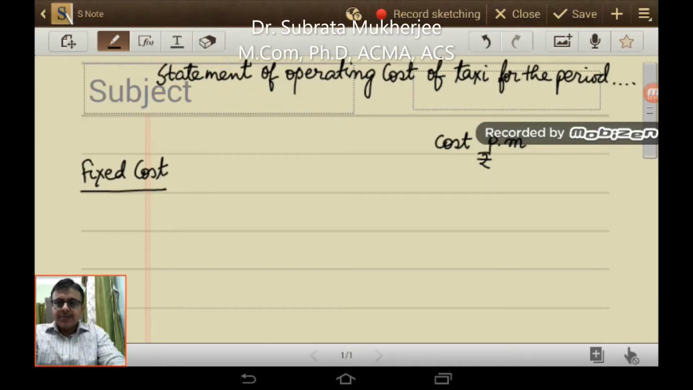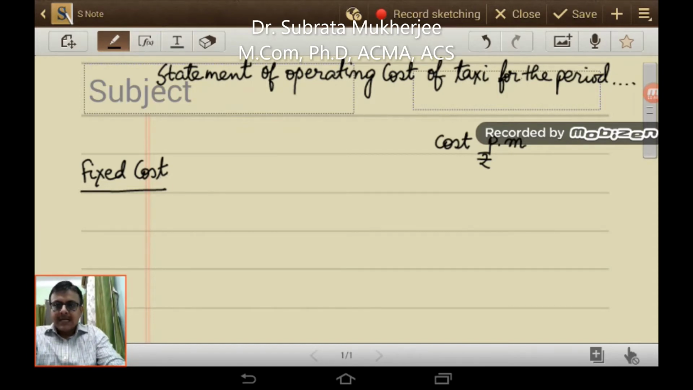This is the presentation that I have prepared. The statement of operating cost of taxi for the period. There are two types of cost: one is fixed cost and the other is variable cost. Here I will find out all the costs per month. What is the cost incurred by Mr. Khan per month for 10 taxis? I again repeat, I will find the cost per month incurred by the proprietor for the 10 taxis.